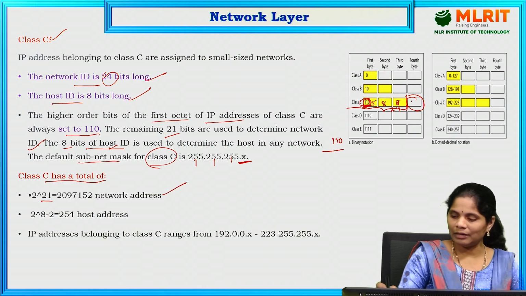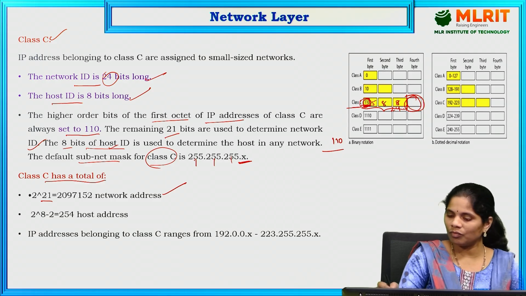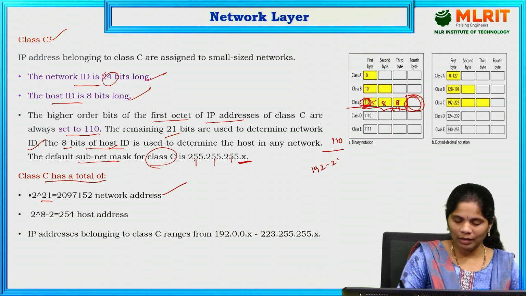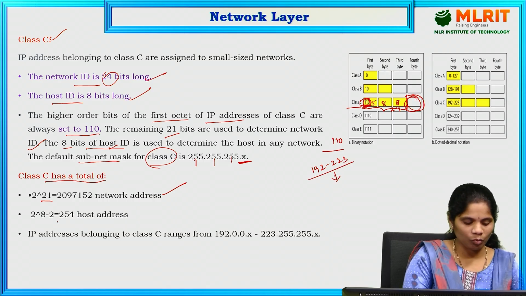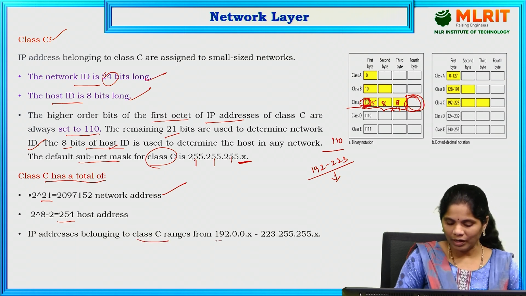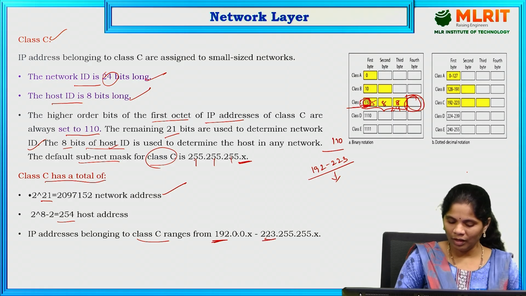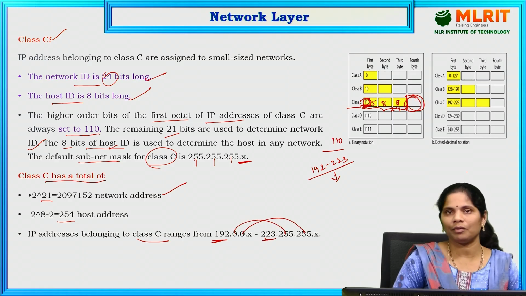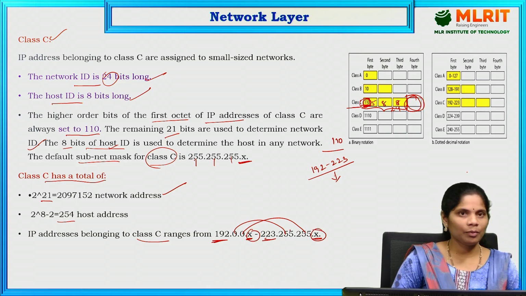For hosts, 2 power 8 minus 2. One address is assigned for the host part and one is eliminated, so the total is 254 addresses. And the range of class C starts from 192 till 223, with the other octets from 0 to 255. The last octet we don't know, that's why it is the host ID and we are writing it as X. This is about class C.